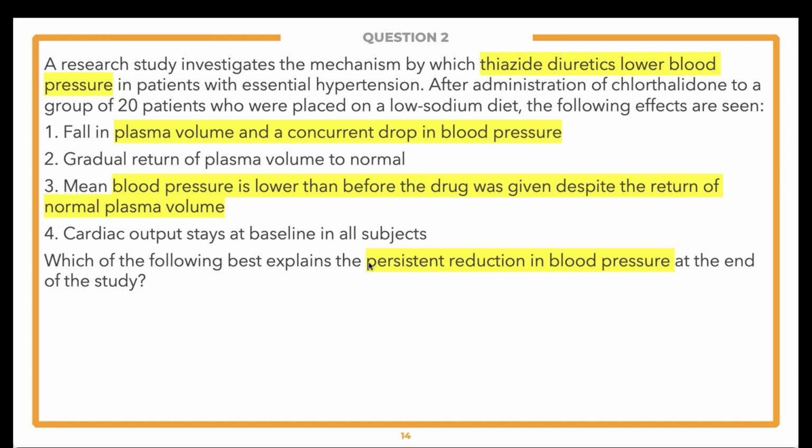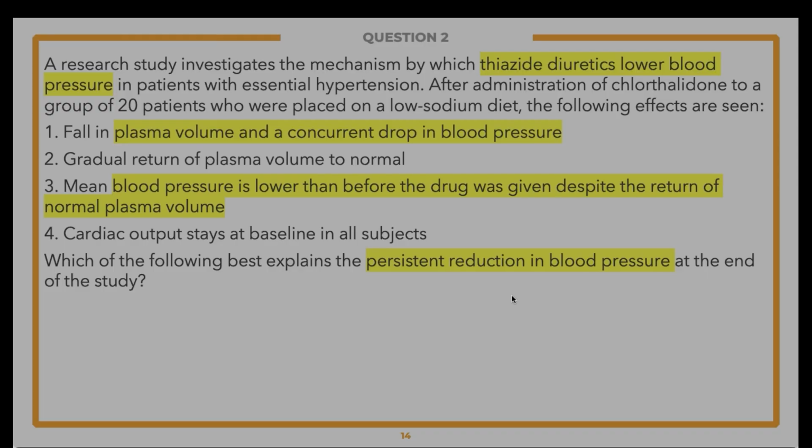Okay, fine. So you want to use the combination of all this information to really think about what's going on and why that blood pressure is staying down despite the fluid returning to normal, with a thiazide diuretic in a low-sodium setting in this study. All right, let's look at the options. Let's try to figure out what's going on. Hope we didn't get too lost in the mumbo jumbo there, but that's the key of the question here.